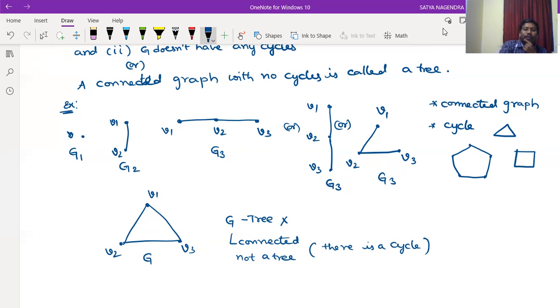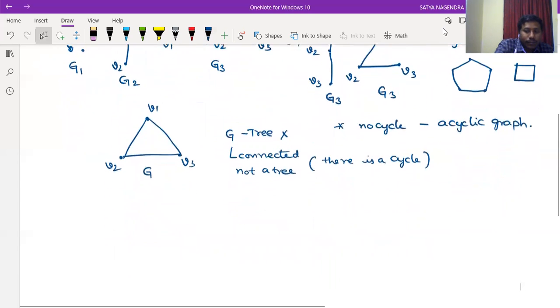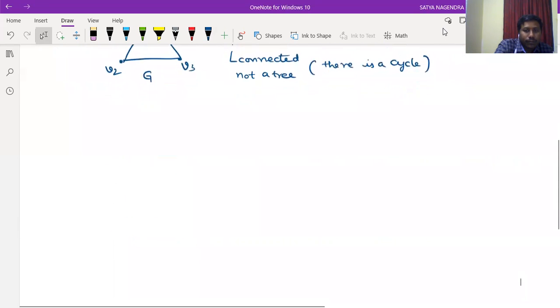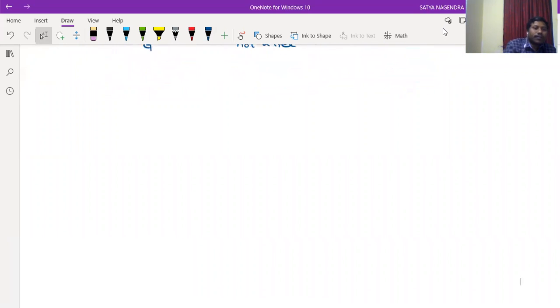Okay, so if there is no cycle in a graph, then we can call it an acyclic graph. Okay, next here we observe some properties. So see some properties of trees.